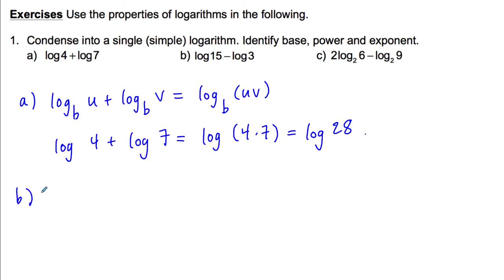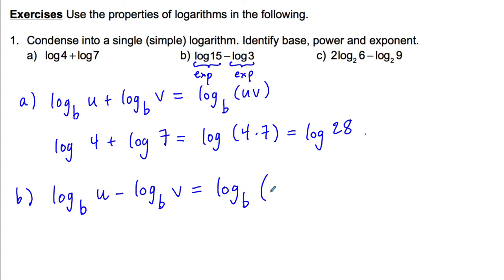And the next one, we have a quotient. We have a subtraction of two logarithms, and each of these logarithms is an exponent. Rather, the output of the logarithm is an exponent. And so we have 15 is a power, 3 is a power, 10 is the base in each case, and log 15 is exponent, log 3 is exponent. So we know that log base b of u minus log base b of v is equal to log base b of the quotient of the two powers.